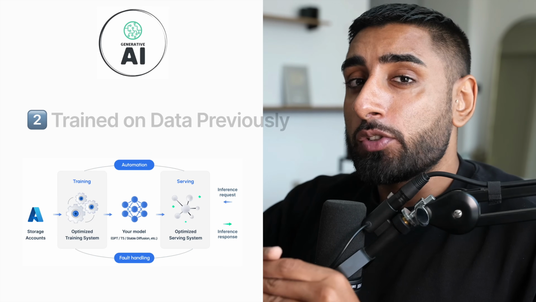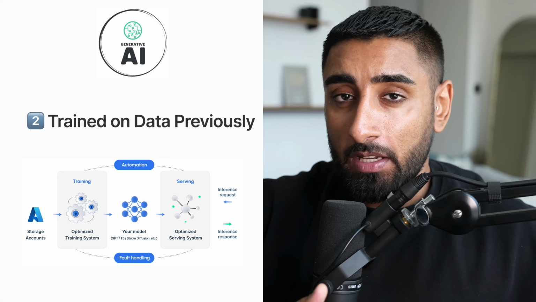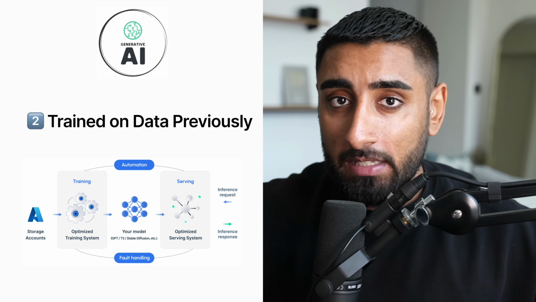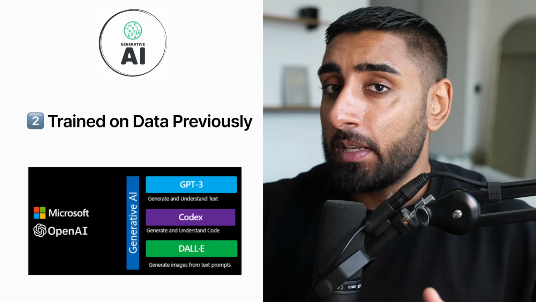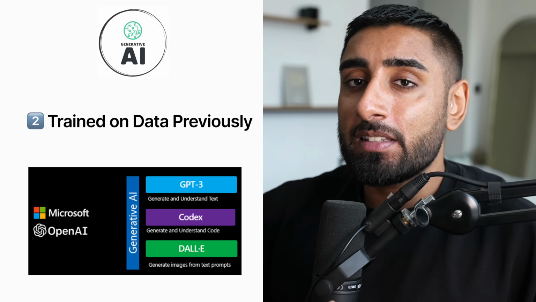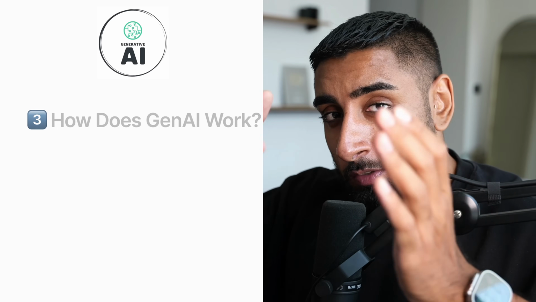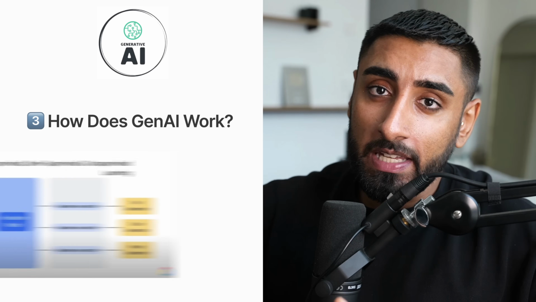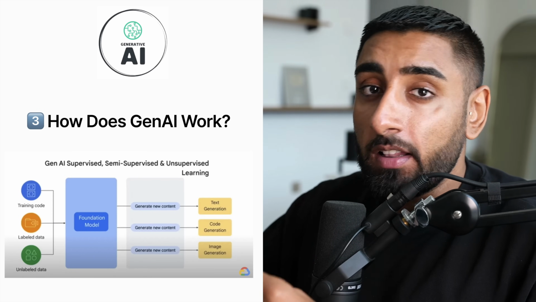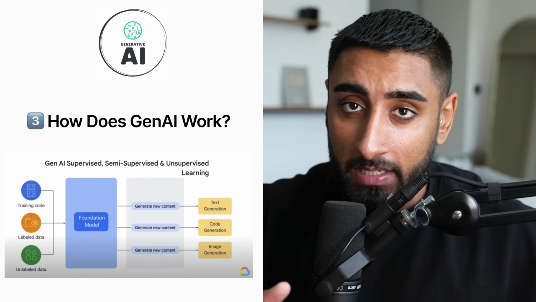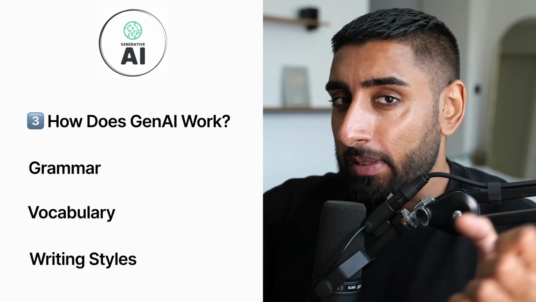Point 2, it was trained on data previously. In order to create new content, Gen AI models are trained on large data sets. Typically, OpenAI have been a big player in this space, and these datasets contain examples of the type of content the AI would generate. It then leads me on to point 3, and this is how it works. The AI uses the patterns and structures it learned during training to produce the new content. So if it's trained to generate text, it learns grammar, vocabulary, writing styles, and then it applies all of that knowledge to write new paragraphs or stories.